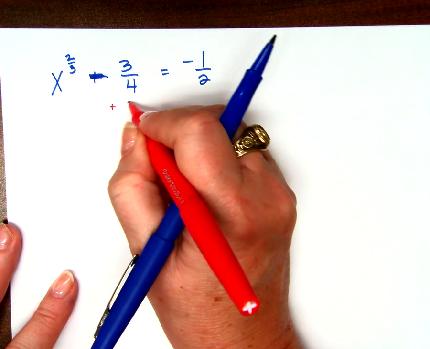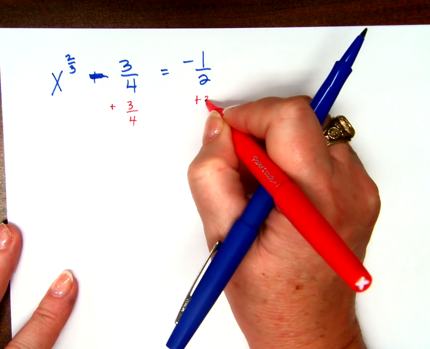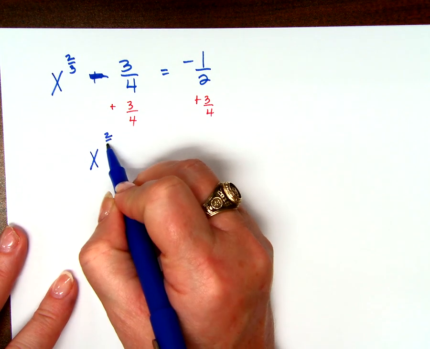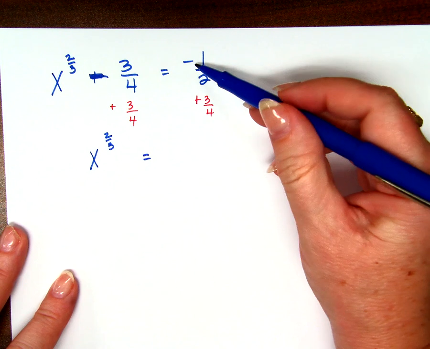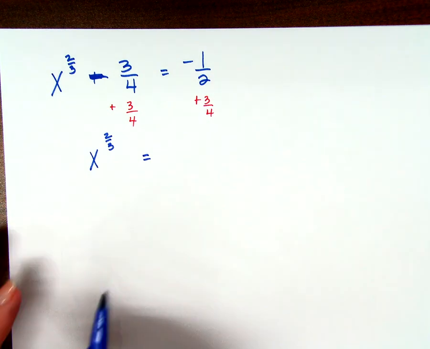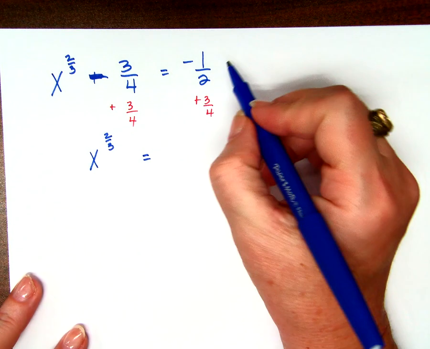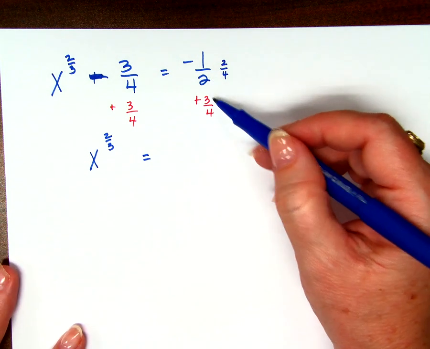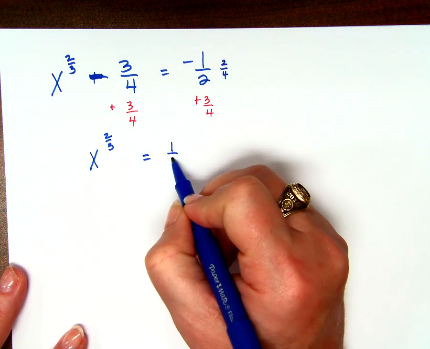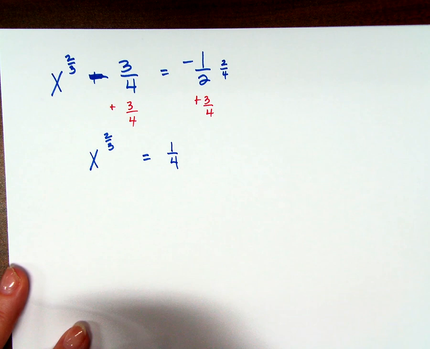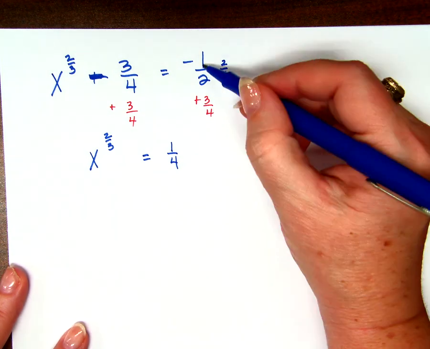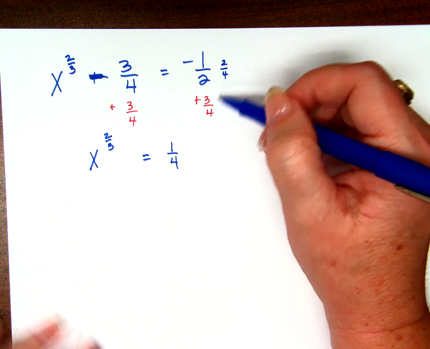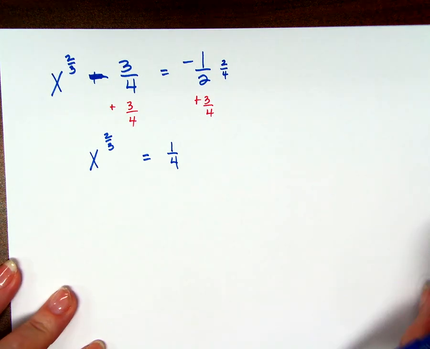So let's add 3/4 to both sides. X to the 2/3 equals, what's negative 1/2 plus 3/4? Isn't this the same as negative 2/4? What's negative 2/4 plus 3/4? 1/4. I want to combine these fractions, but I can't do that without a common denominator since I'm adding or subtracting.